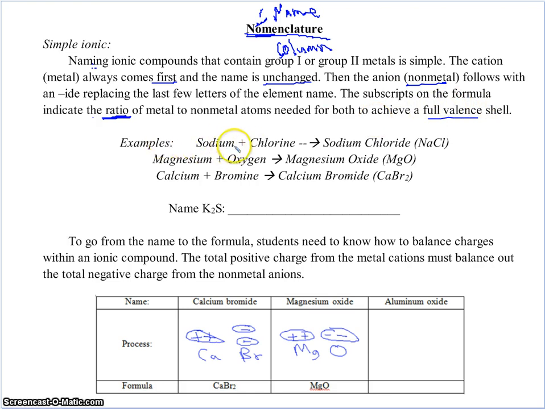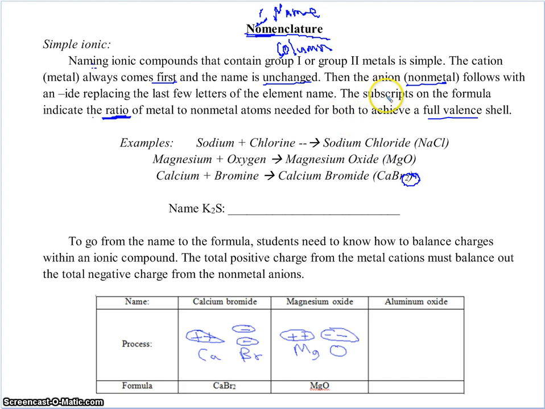So, for example, sodium and chlorine. The metal comes first, sodium, it's unchanged, and then chloride. So chlorine becomes chloride. And then the formula is just NaCl. Okay. Magnesium and oxygen. Magnesium remains unchanged, then oxygen becomes oxide, and we have MgO. Calcium and bromine. Calcium remains unchanged. Bromine becomes bromide, and we have, oh, there's a 2 here.